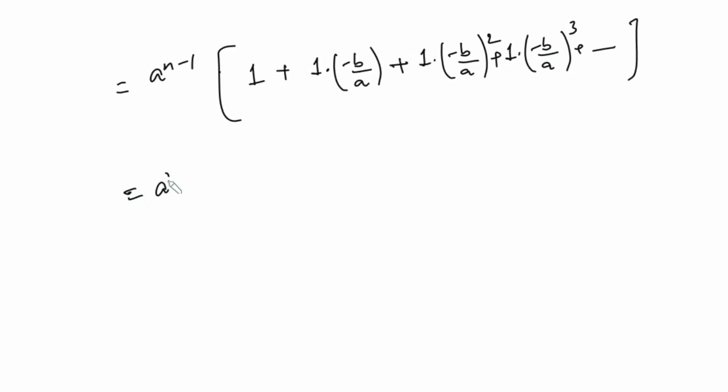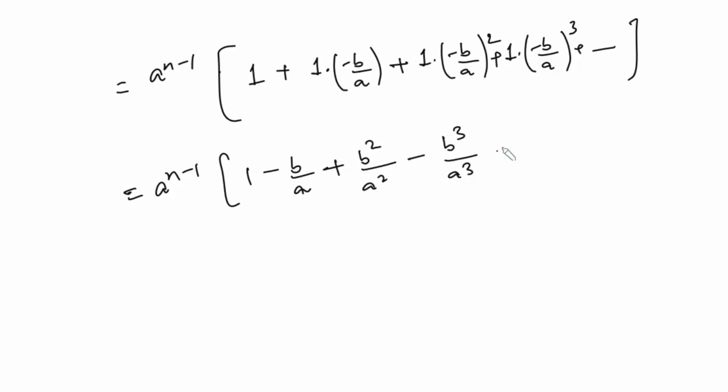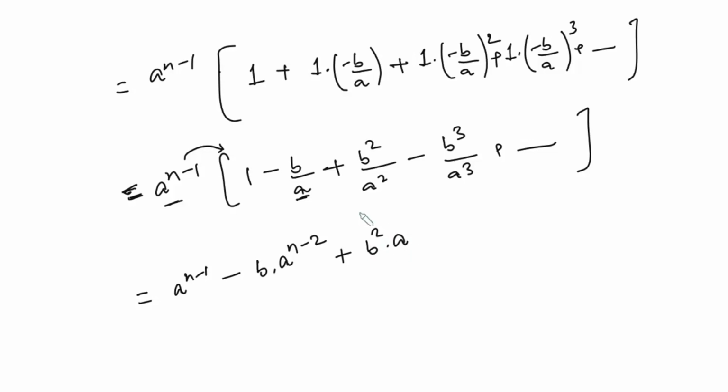So this is a raised to the power n minus 1, 1 minus b over a plus b square over a square minus b cube over a cube, and so on. Which can also be written as a raised to the power n minus 1 if you multiply a raised to the power n minus 1 inside. So you have a raised to the power n minus 1 minus b times a raised to the power n minus 2, because a raised to the power n minus 1 divided by a will give you a raised to the power n minus 2. Similarly, the next term will be b square times a raised to the power n minus 3, and so on.